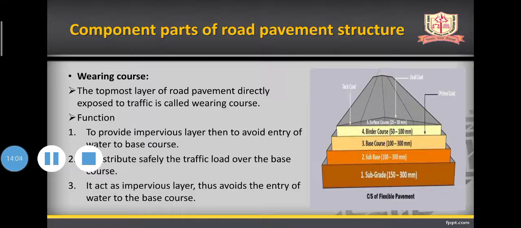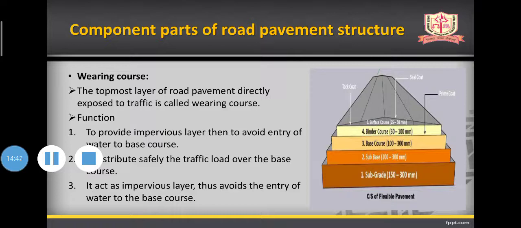Whatever water comes on the road pavement because of rainfall should not go inside your road. If it goes inside the different layers of the road, then obviously the strength of that layer is going to be lost, and you can see defects in the various layers. So to avoid that, the wearing course should be impermeable, meaning it should not allow the water to go inside your road. It distributes safely the traffic load over the base course.